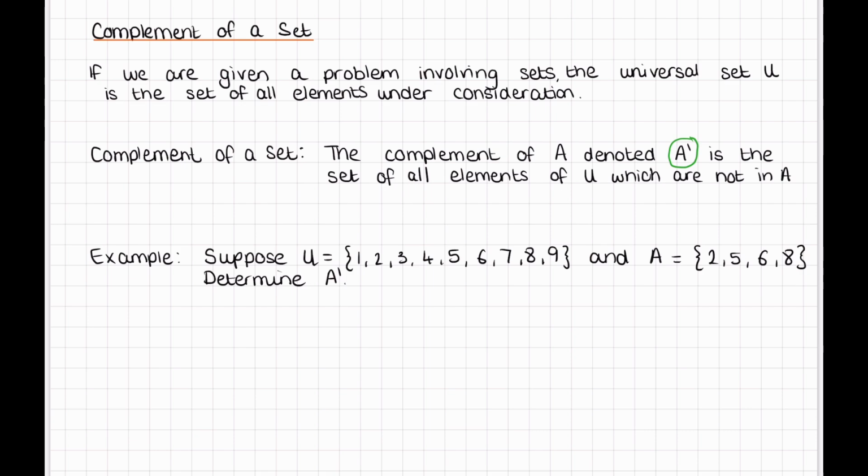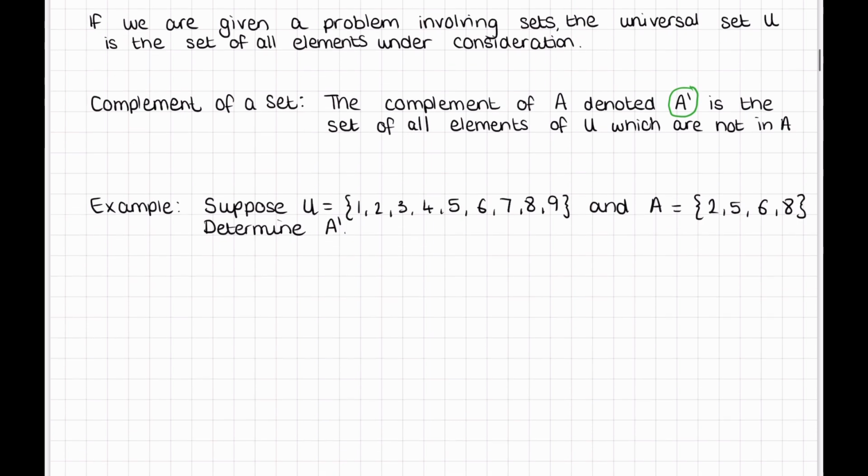We have an example here. Suppose our universal set is 1, 2, 3, 4, 5, 6, 7, 8, 9, and our set A equals 2, 5, 6, 8. Determine the complement of A, A dash. So to determine the complement, we look at what we have in A: 2, 5, 6, 8. And the complement of that is everything not in A. So therefore A dash would equal everything in the universal set that is not in A, which would be 1, 3, 4, 7, and 9.